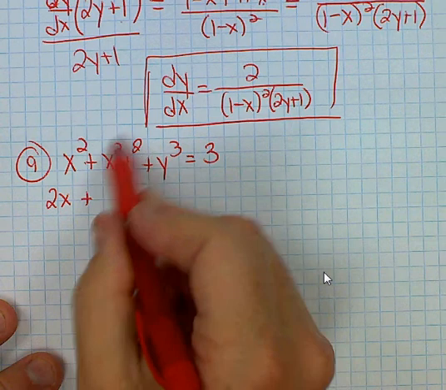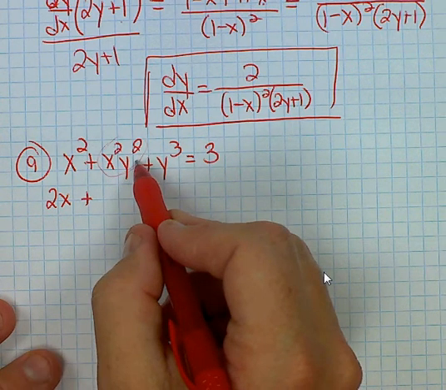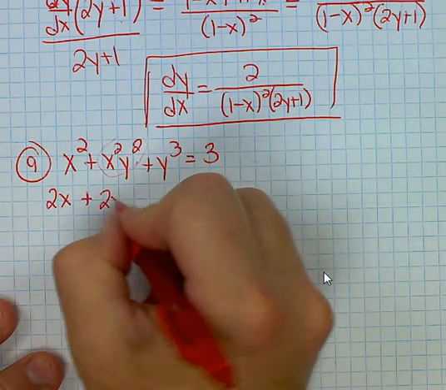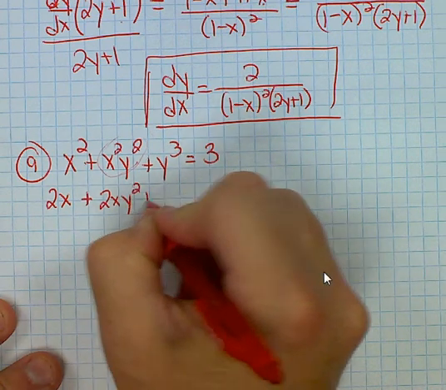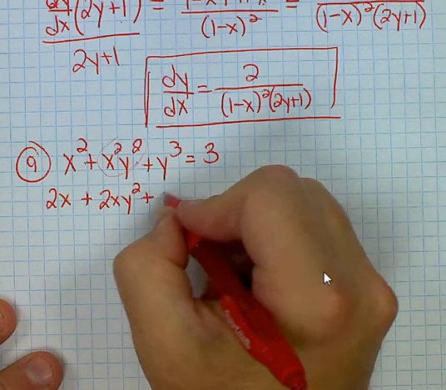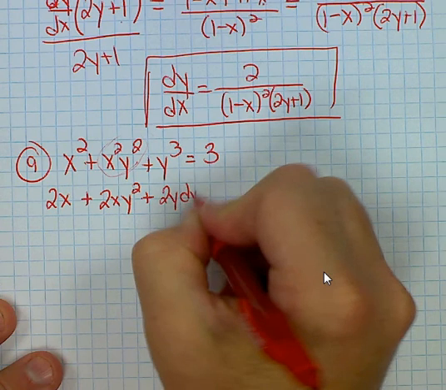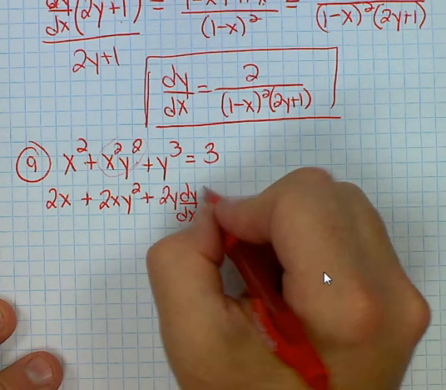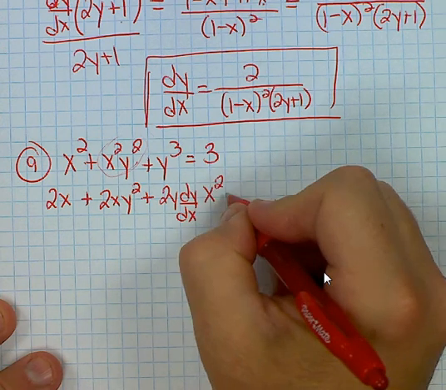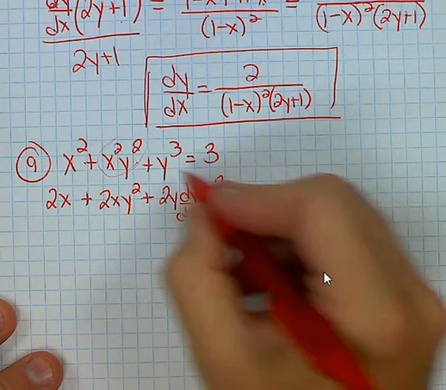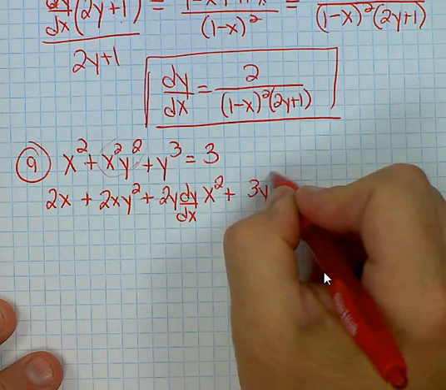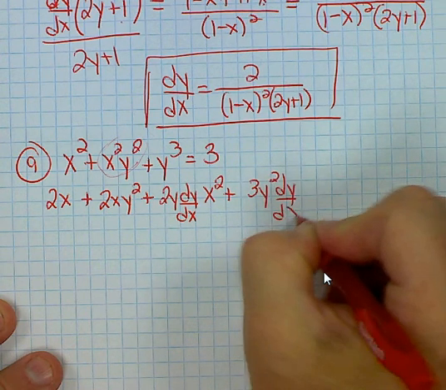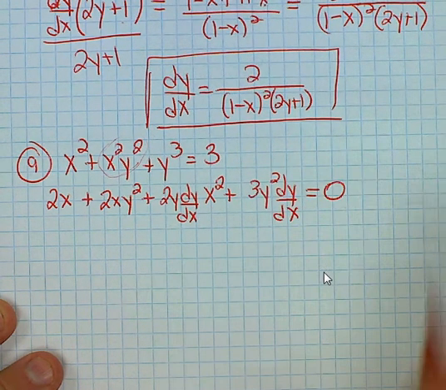Taking the derivative of this is the product rule. So the derivative of the first is 2x times the second, y squared, plus the derivative of the second, which is 2y, times the derivative of y, that's dy dx. So that's the derivative of the second times the first, x squared, and we're done. Plus the derivative of y cubed, 3y squared dy dx, is equal to the derivative of 3, which is 0.